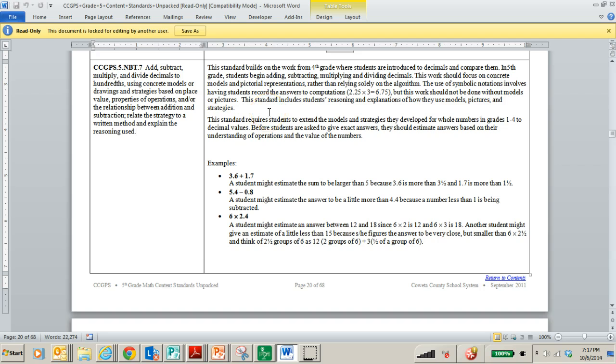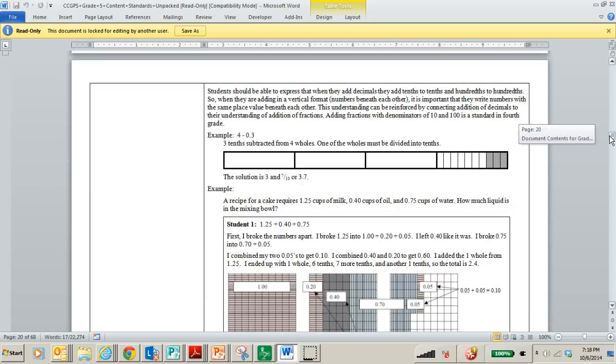We do not require students to use the standard algorithm when multiplying and dividing larger numbers. In fact, it says this work should focus on concrete models and pictorial representations rather than relying solely on the algorithm. So after this, as I go through the OLS, I'm going to show you some strategies so that you can multiply and divide decimals by using concrete models, so that we can build that appropriate conceptual understanding.